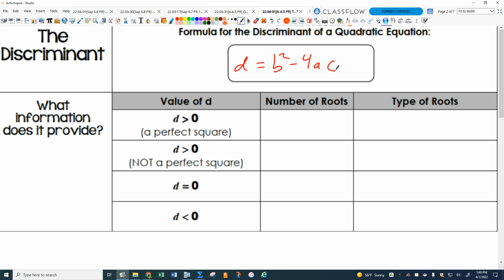So if the discriminant is positive, how many solutions? Roots just mean solutions. How many solutions did we get if it was positive? 2. Okay. If it was a perfect square, positive number, what kind of solutions were they? Rational. So they were real, rational solutions. If it was a positive, non-perfect square, we got real, irrational.